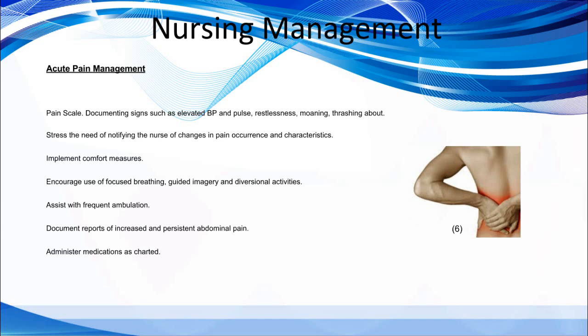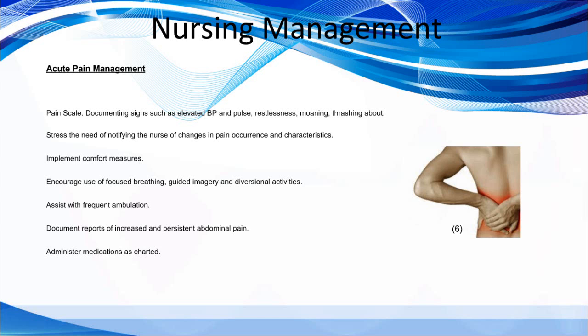The nurse will also implement comfort measures such as a back rub or warm compress to the back. This will promote relaxation, reduce muscle tension and reflex spasms, and enhance the patient's coping ability. The nurse will encourage use of focused breathing, guided imagery, and diversional activities. This will redirect Mr. Hendrix's attention and further aid in muscle relaxation. The nurse will also encourage and assist with frequent ambulation.